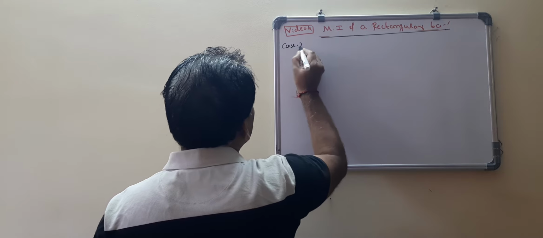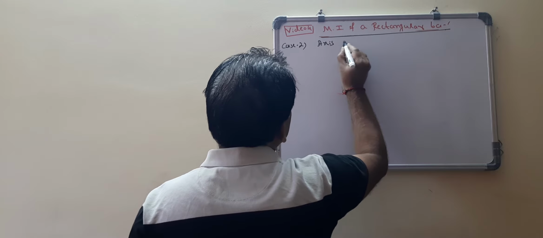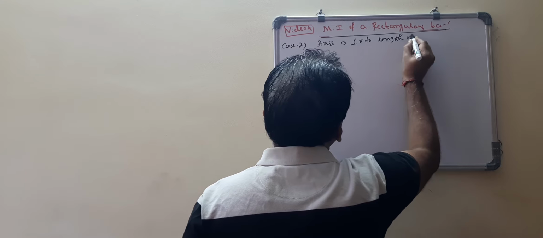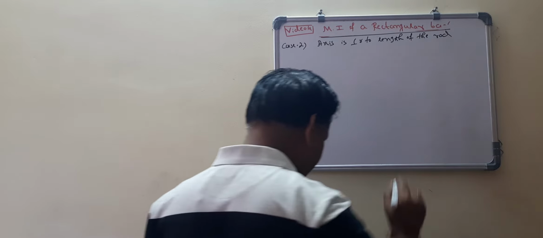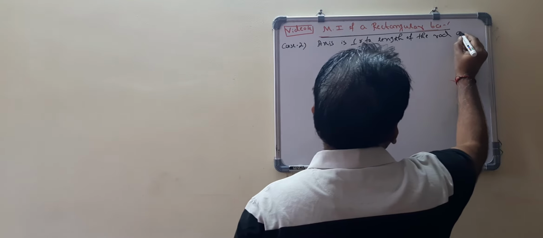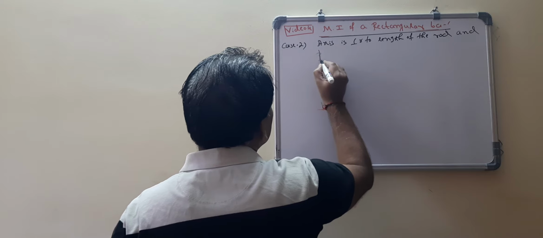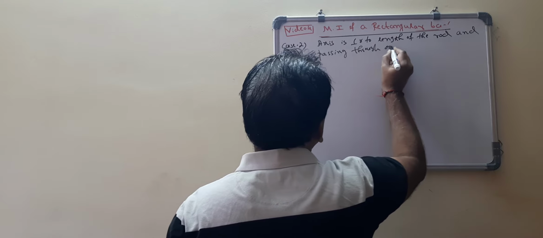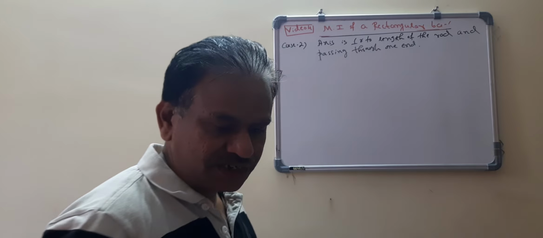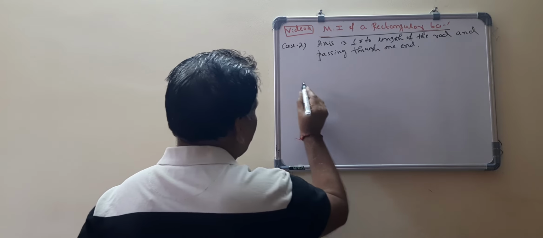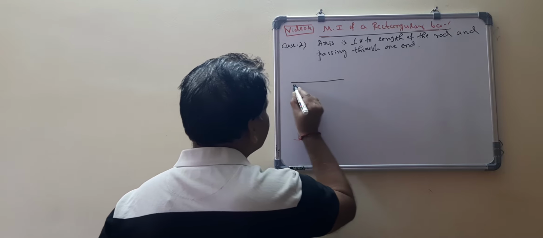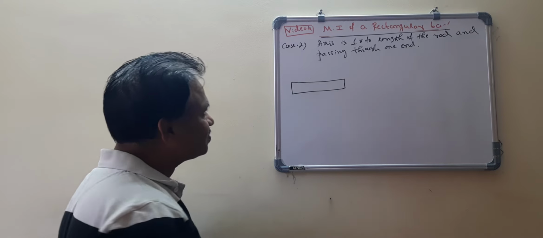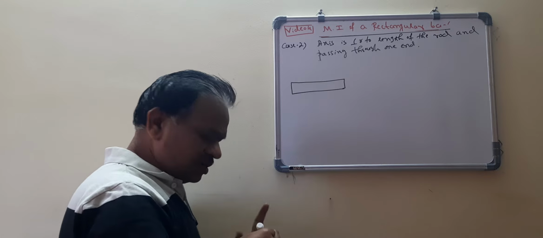Case 2. The axis is perpendicular to the length of the rod and passing through one end. Now, see, I will draw the diagram. This is the rod. In two ways we can do this problem. Here, this is the rod.